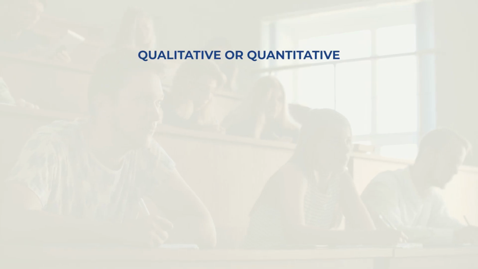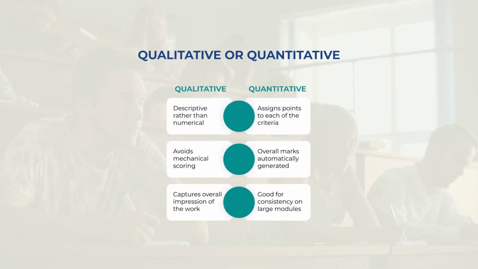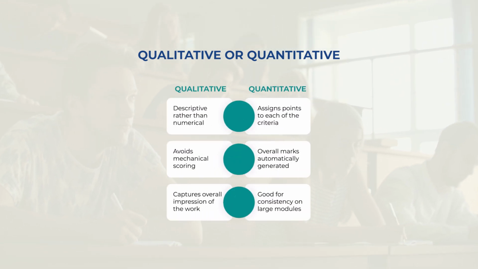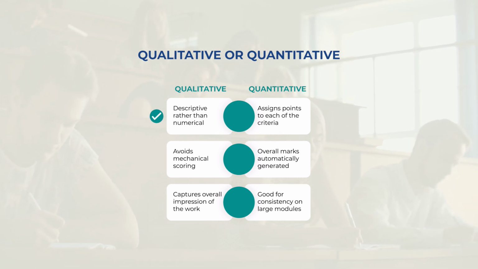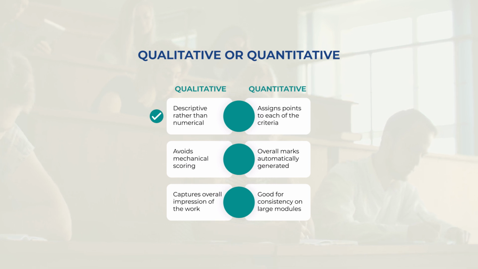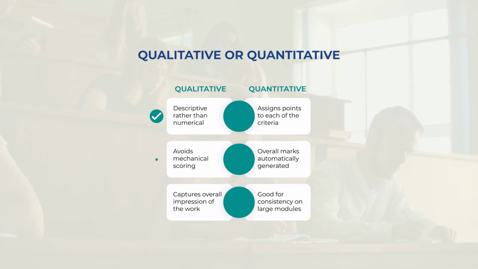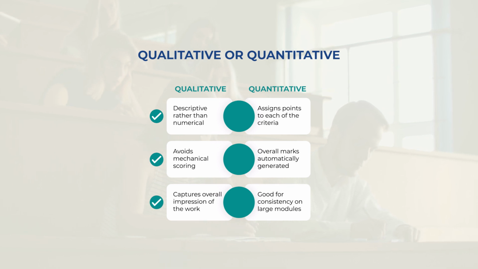Your rubric may be qualitative or quantitative. Qualitative rubrics don't use numerical scores. Instead, they offer descriptive boxes that allow markers to use academic judgment based on criteria descriptions to determine the overall mark. This method avoids mechanical scoring and captures the overall impression of the work.